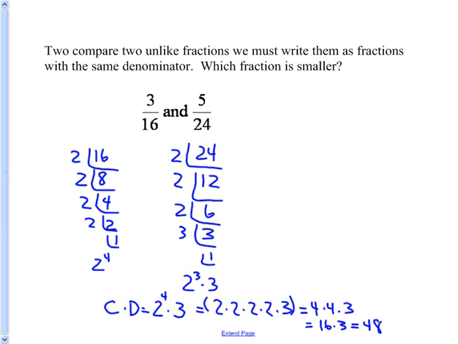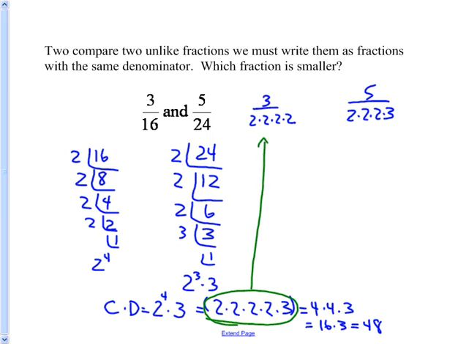And right now, when I think of these, I have 3 16ths, and I think of 16 as 2 times 2 times 2 times 2. And I have 5 24ths, and I think of that as 2 times 2 times 2 times 3. Just looking at our prime factorization. I want my common denominator to be this. So compare those. What's missing? All the 2's are there, but this one's missing the 3. So I'm going to multiply this one by 3. I have to multiply the top by 3.